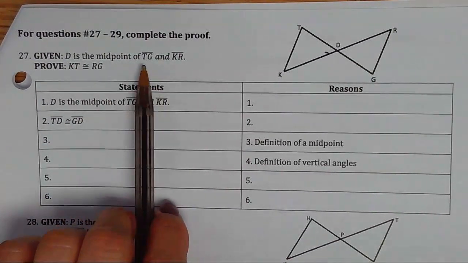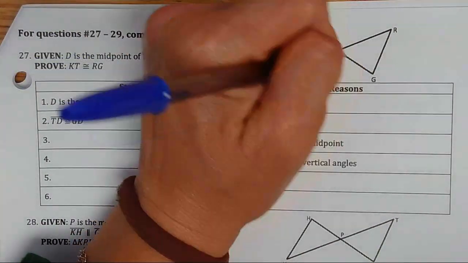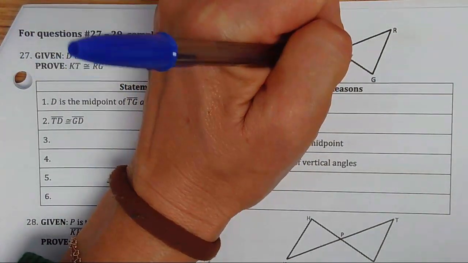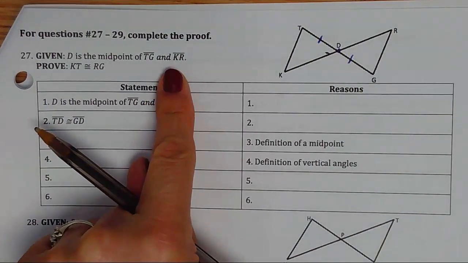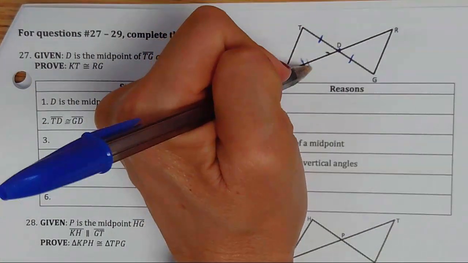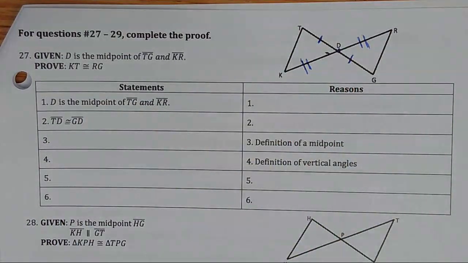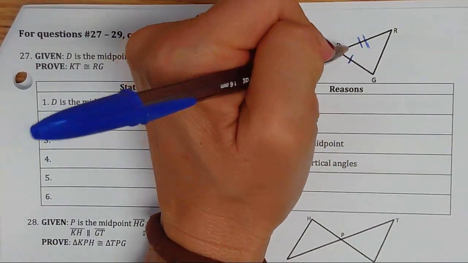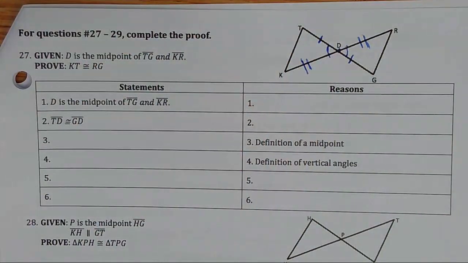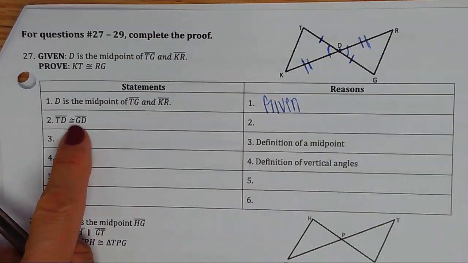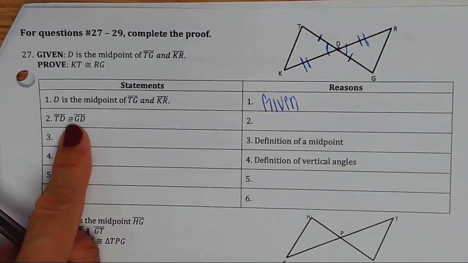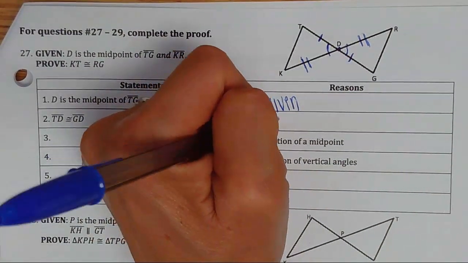Okay, so D is the midpoint of TG. So here's TG, here's D. I'm going to go ahead and mark those congruent. Oh, and it's the midpoint of KR. So those are congruent. And then hopefully now vertical angles are starting to jump out at you a bit. So I'm going to go ahead and write given. And TD is congruent to GD, definition of a midpoint.